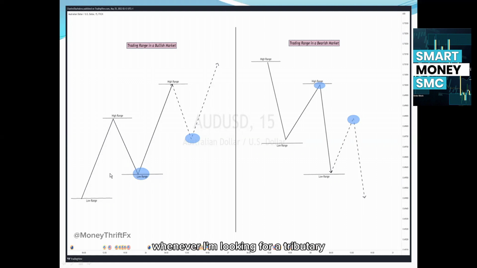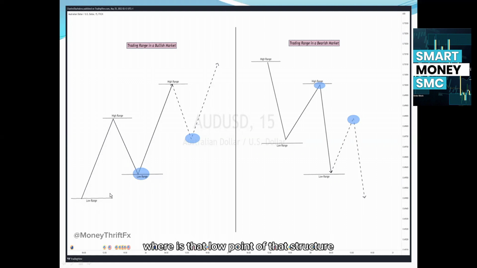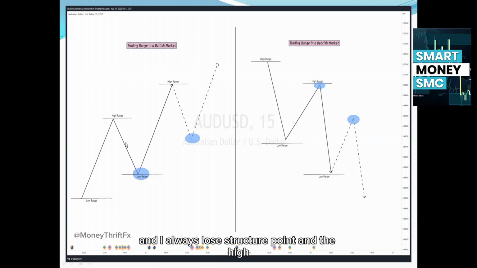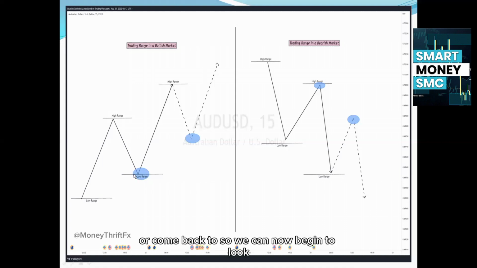So whenever you're looking for a trading range, the first thing you want to be able to identify is where is that low point of that structure? All right, where is the low structural point and the high structural point? That low point and that high point is what we term as our trading range, because it is between this low and this high that we want to see price retrace or come back to. So we can now begin to look for more buying opportunities. So whenever you're now looking out for a trading range, what do you look out for?